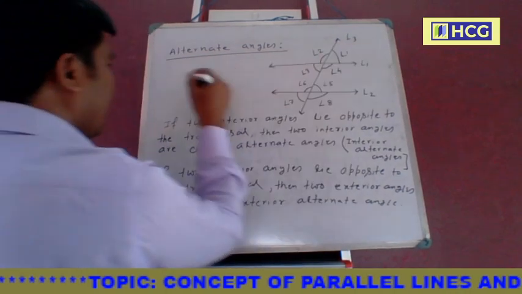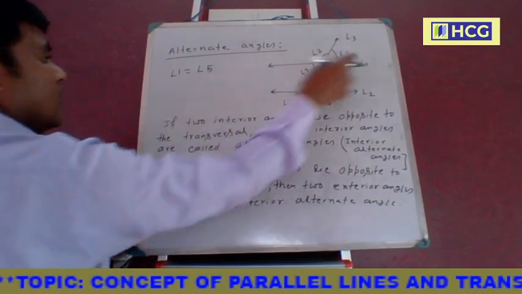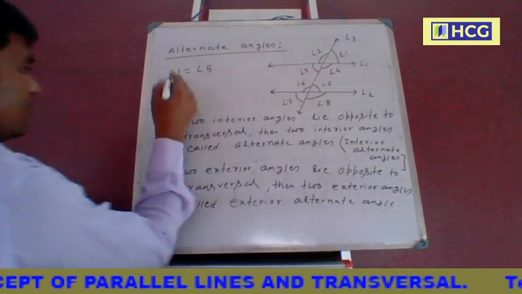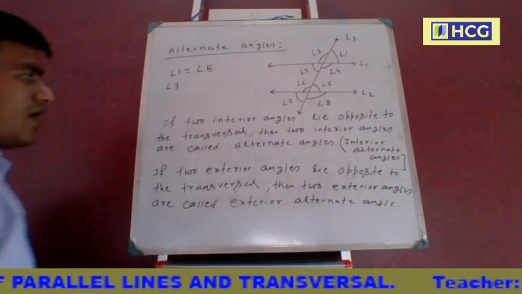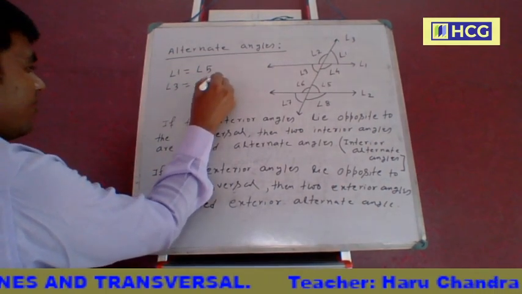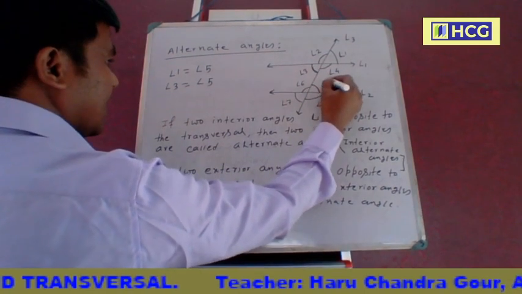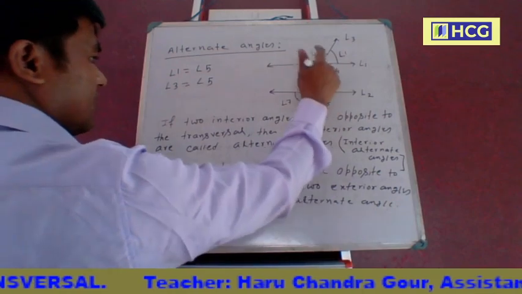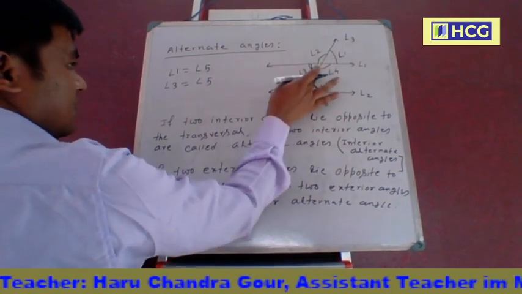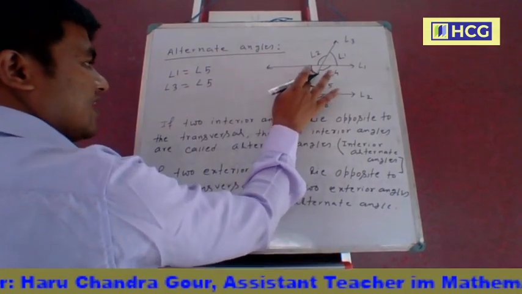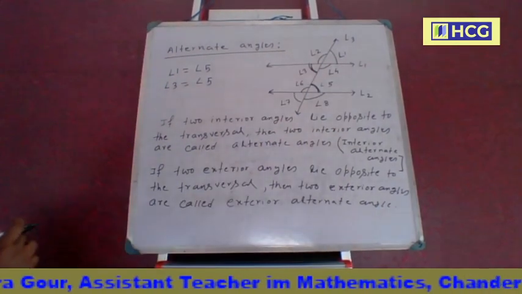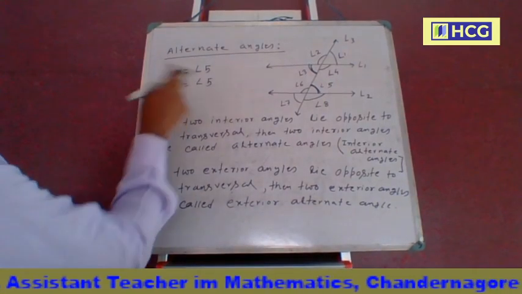Now angle 1 equals angle 5. If two lines are parallel, angle 1 equals angle 5 because they are corresponding angles. Angle 1 equals angle 3 because angle 1 and angle 3 are vertically opposite angles, and vertically opposite angles are equal. So angle 3 equals angle 5. According to the definition, angle 3 and angle 5 are interior angles that lie opposite to the transversal. This angle is on the left hand side of the transversal, and this angle is on the right hand side. So angle 3 and angle 5 are alternate angles.